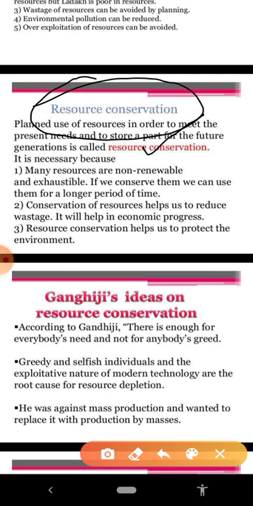So with regard to the need for resource conservation, some of the points I have added here. Many resources are non-renewable and exhaustible. If we conserve them, we can use them for a longer period of time. Conservation of resources helps us to reduce wastage and it will help in economic progress. Resource conservation helps us to protect the environment. So these are some of the needs or the requirements for the conservation of resources.